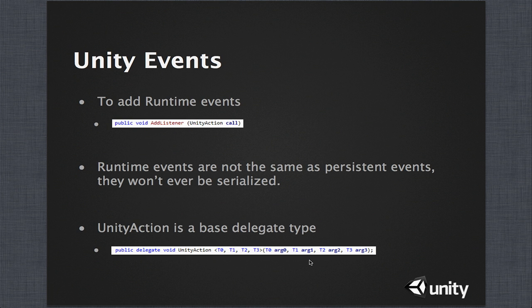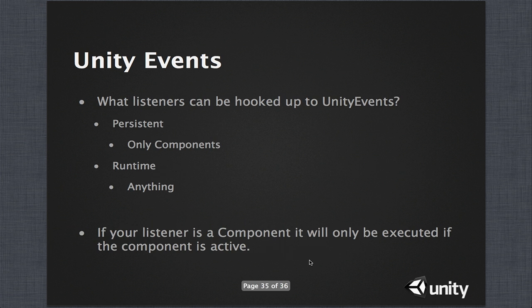You can add a runtime event as well, and this is something if you would like to hook something up at runtime, and all you have to do is call add listener. Runtime events are not quite the same as persistent events. They follow many of the same rules, except they won't ever be serialized. It's just so you can use the one invoke without having to use a combination of C# delegates and Unity delegates. It's a nice helper. And Unity action is actually based on a delegate type, and we just need this because the delegate type holds a lot of nice information and syntactic sugar for the construction of these.